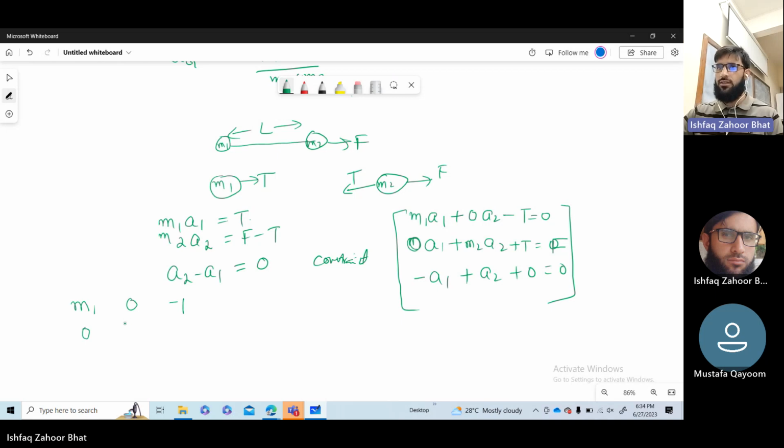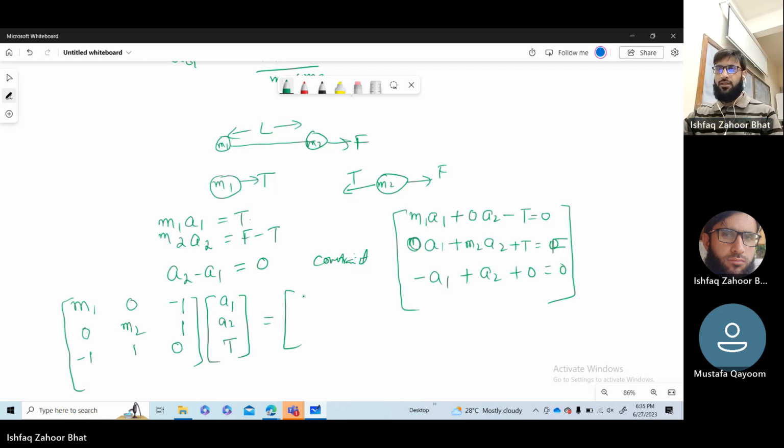So this is 0 and this is M2 and this is 1 and this is -1, this is 1, again this is 0. If I make any mistake, let me know. And here I can write A1, A2 and T, which is equal to 0, F and 0. Okay, is it all right? Everything correct? Okay, sir.